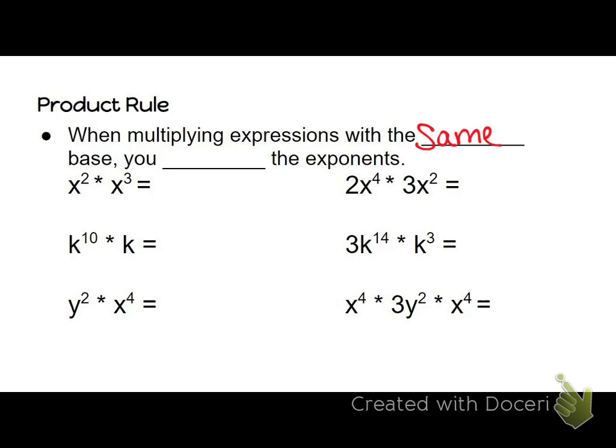what do you do with the exponents? Add them up. You add. So when you multiply with the same base, you can only multiply them together when they have the same base. You actually add the exponents together. Okay?